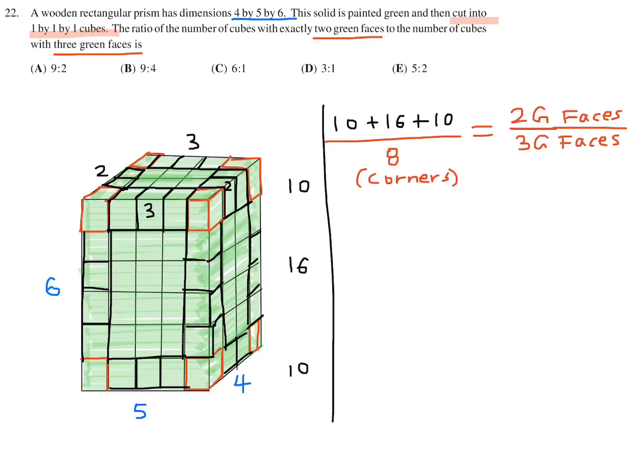So this ratio is therefore 36 over 8. If you reduce this to lowest terms, 18 over 4 or 9 over 2. And therefore, the answer to number 22 is 8.